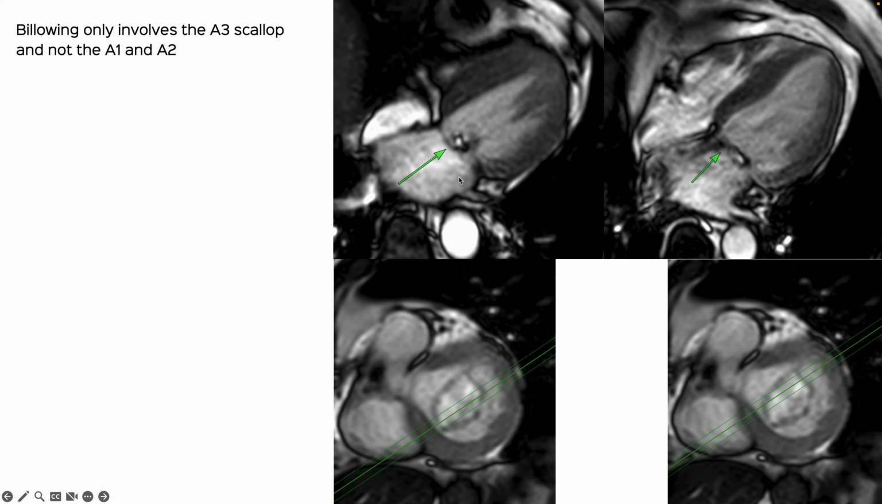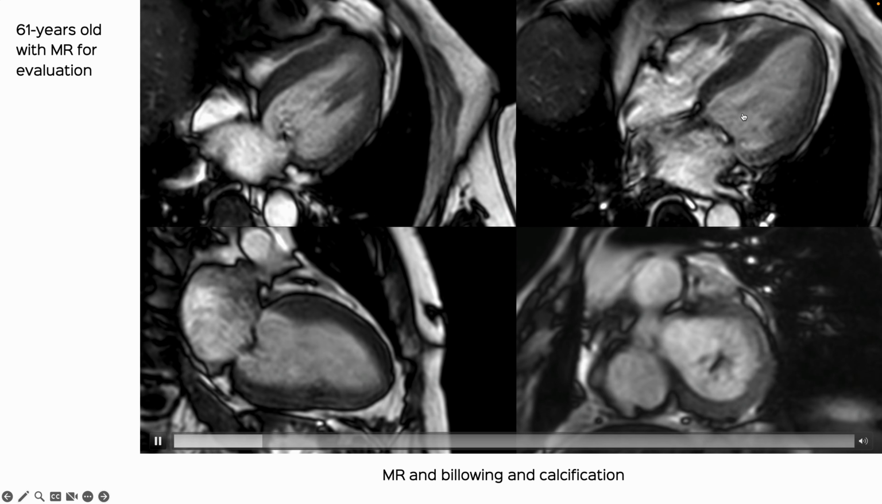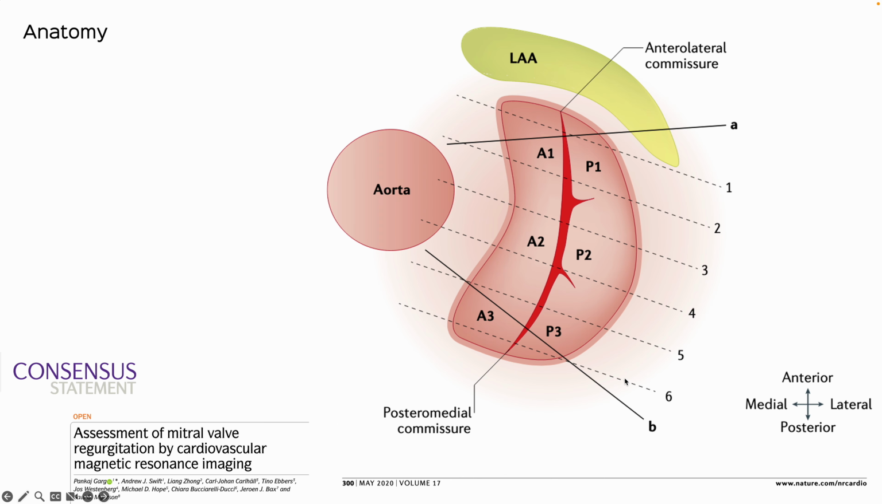Now, if you were to look at this in terms of the short axis cross section, this is actually billowing of the A3, which is the anterior scallop or the A3 scallop, whereas the A2 scallop here doesn't show billowing. I'll just run through that cine once again so that you get that sense here. And so each scallop can behave differently.